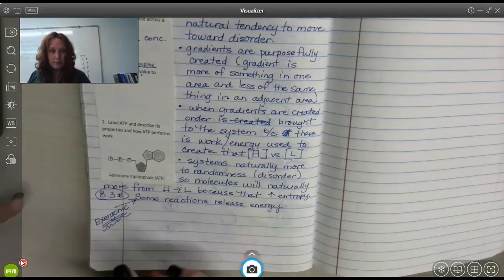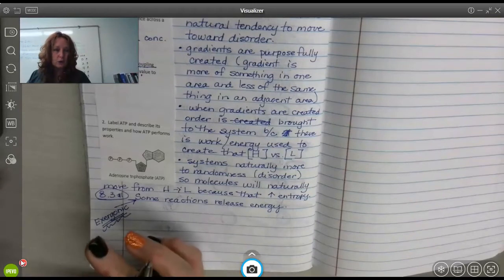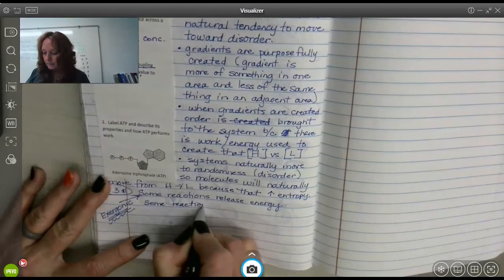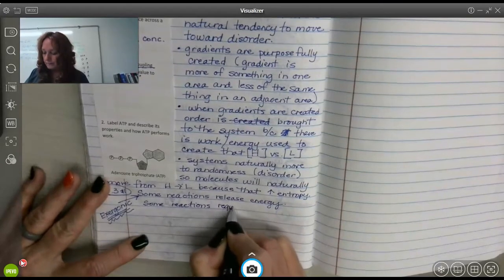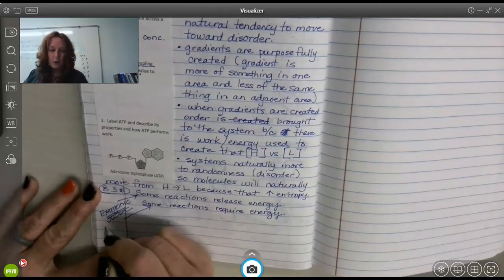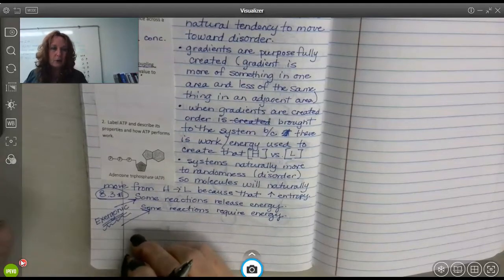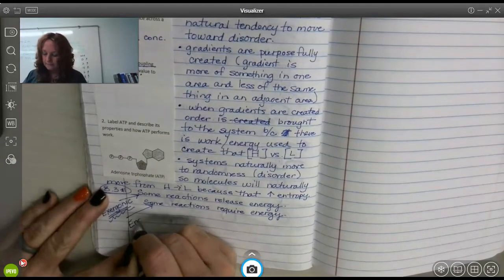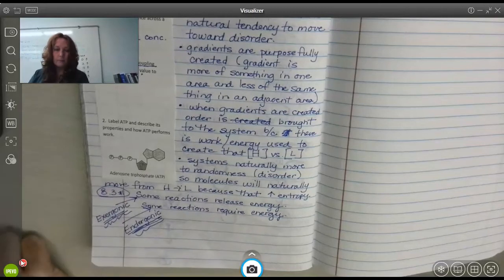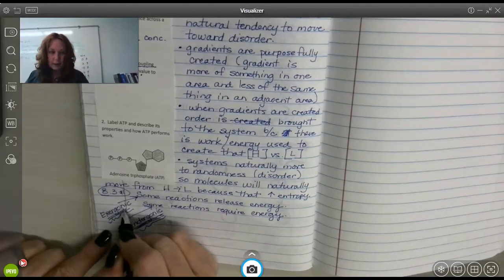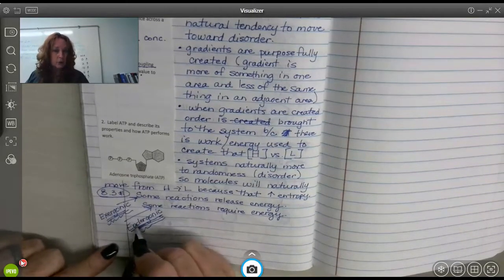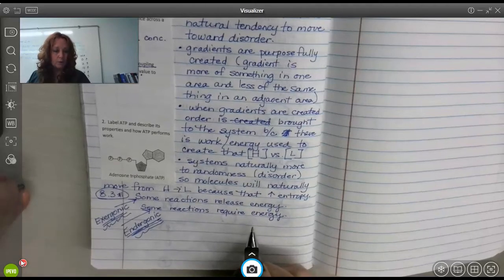Then there's some reactions that you have to bring energy to for them to occur. So now I'm going to write that. Some reactions require energy. Those are called, instead of endothermic, they're endergonic. Exergonic releases energy. Endergonic, ender, like you're going to put into, they have to have energy to move forward.